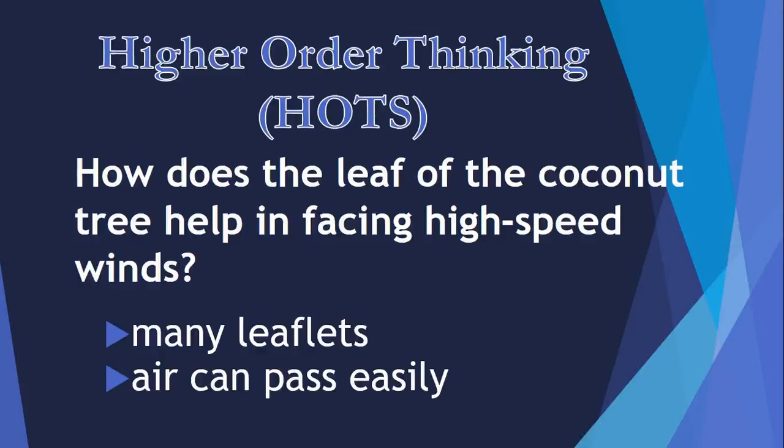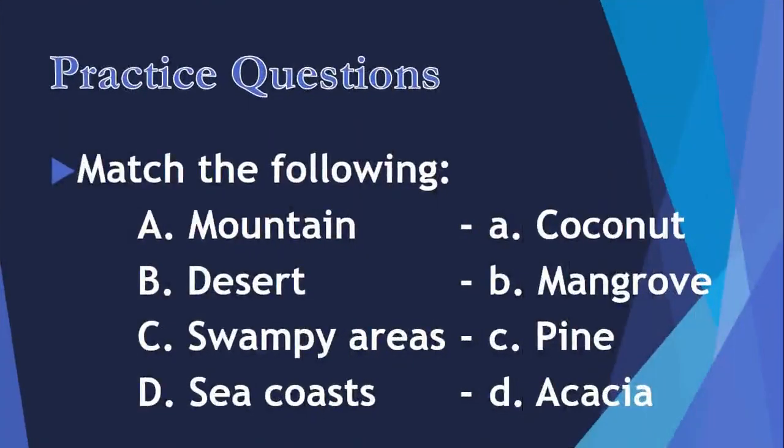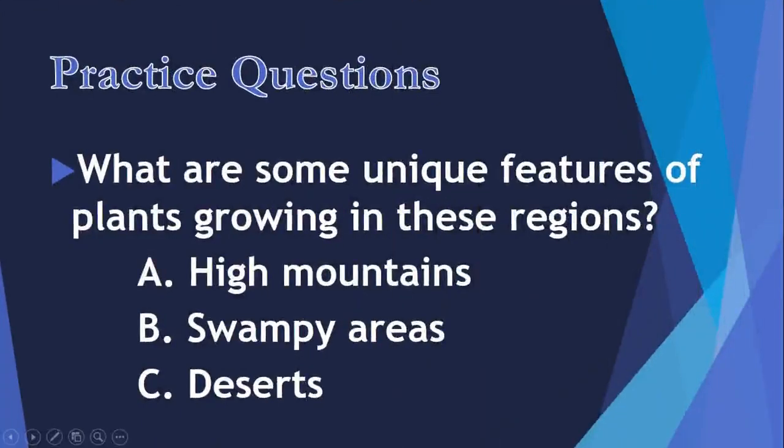Okay? Next, practice questions. In your content book, question number 1 and 4 are your today's homework. The questions are: first, match the following. You need to match the plants with the regions. Next question. What are some unique features of plants growing in these regions? There are 3 regions given, that are high mountains, swampy areas, deserts. You need to write the unique features of plants growing in these regions.